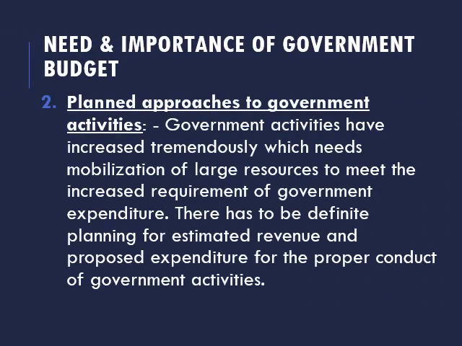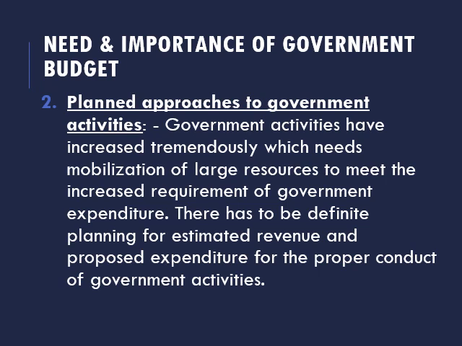Second point, planned approach to the government activities. So government activities have increased tremendously, which needs mobilization of large sources to meet the increased requirement of government expenditure. There has to be defined planning for the estimated revenue and proposed expenditure for the proper conduct of the government activities. So now we are talking about the government activities.